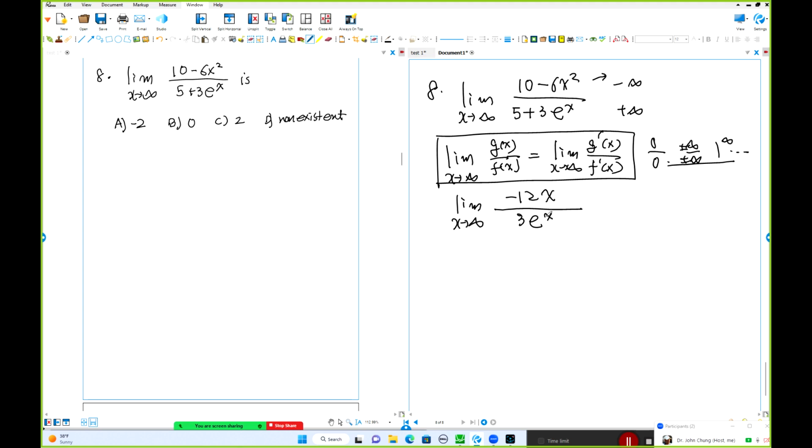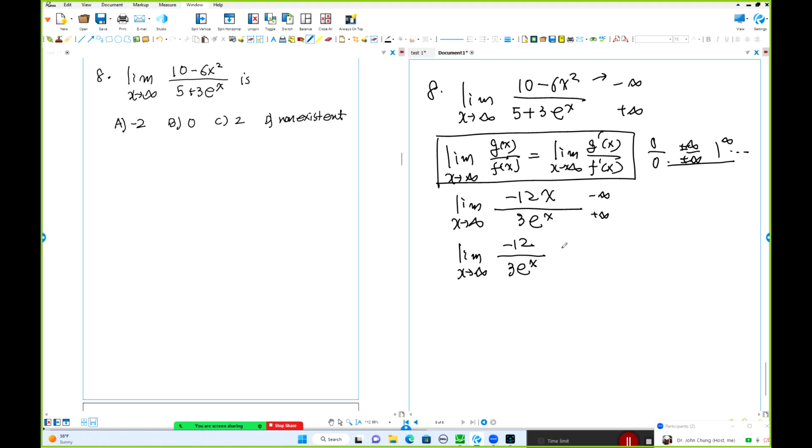The numerator is still negative infinity. The denominator, e to the infinity, is positive infinity, right? Still undefined, so we take L'Hopital's rule one more time. Second time: what is the derivative of negative 12x? Negative 12. What is the derivative of 3e to the x? By itself, e to the x has derivative e to the x, so it stays 3e to the x. That's right? Now check it out.